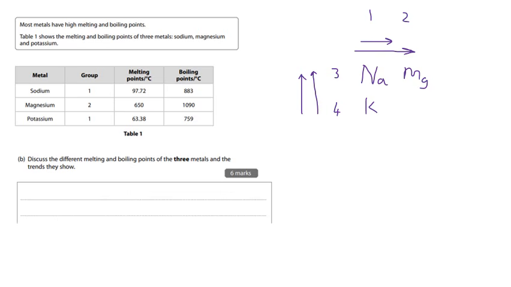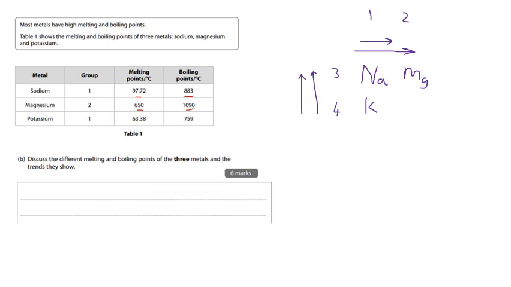So sodium, magnesium. Magnesium should be bigger than sodium. So there's magnesium is bigger than sodium, melting point. Magnesium is bigger than sodium, boiling point. So yeah, from sodium to magnesium, melting point and boiling point increase.